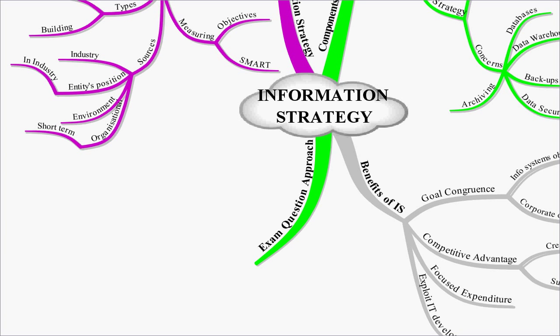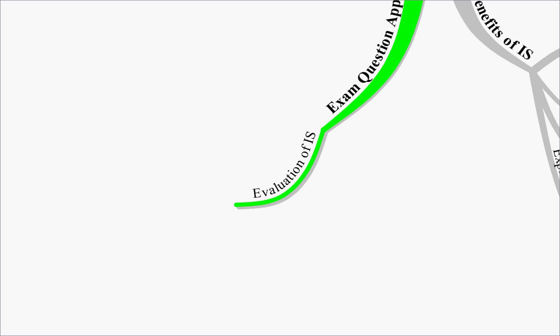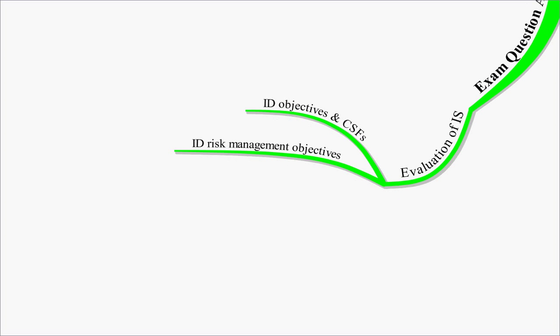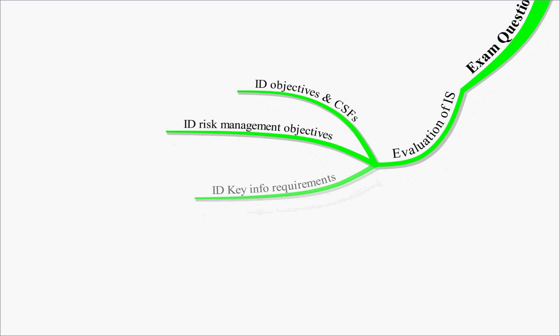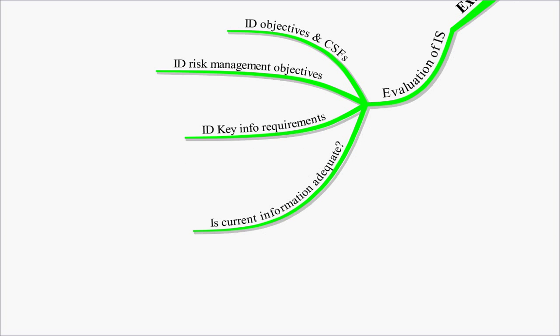So how do we approach an exam question in this topic? Well, generally it'll be an evaluation of an information strategy. So how are we going to do that? Well, the first thing we'll do is we'll identify the objectives and the critical success factors. We'll identify the risk management objectives. We'll identify the key information requirements, i.e. what information do we actually need. We then need to see, is the current information adequate for the needs of the organisation?